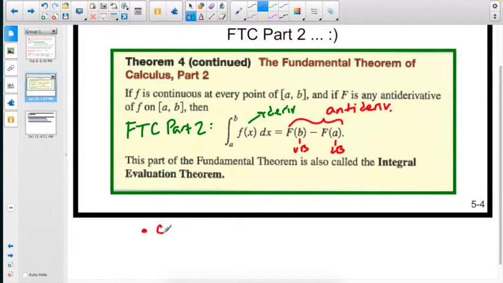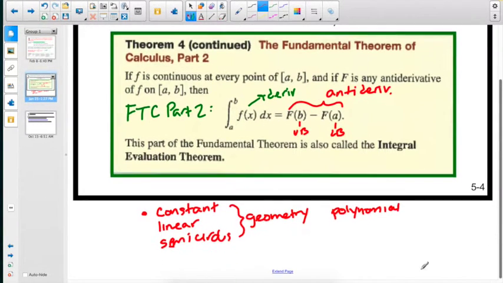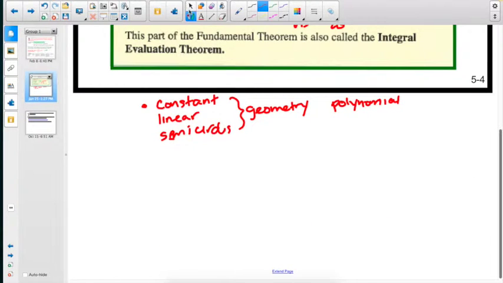So we can do constant functions. We can do linear functions, and we can do semicircles. And all of these would fall under the geometry category. We would just change that into a geometry problem. We can also do polynomial functions. That's where we're going to have to reverse the derivative rules kind of on the fly there.